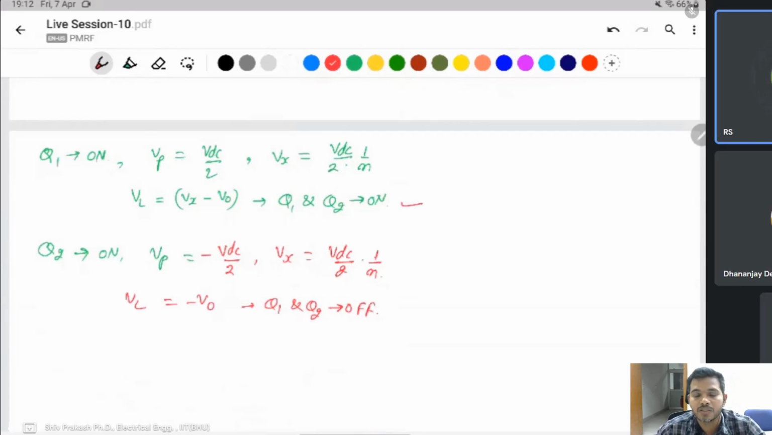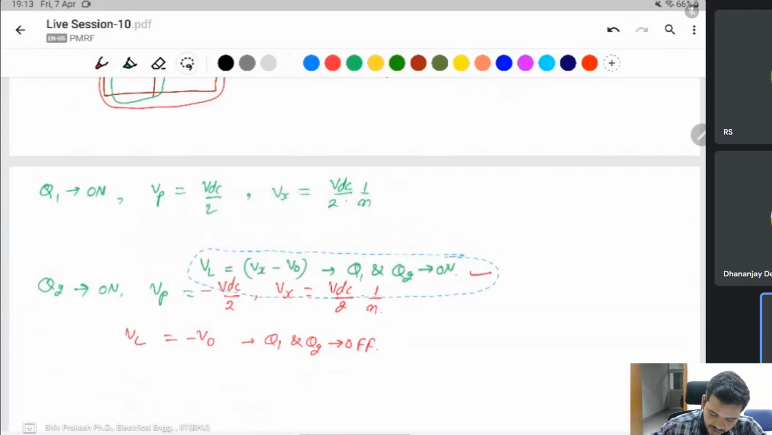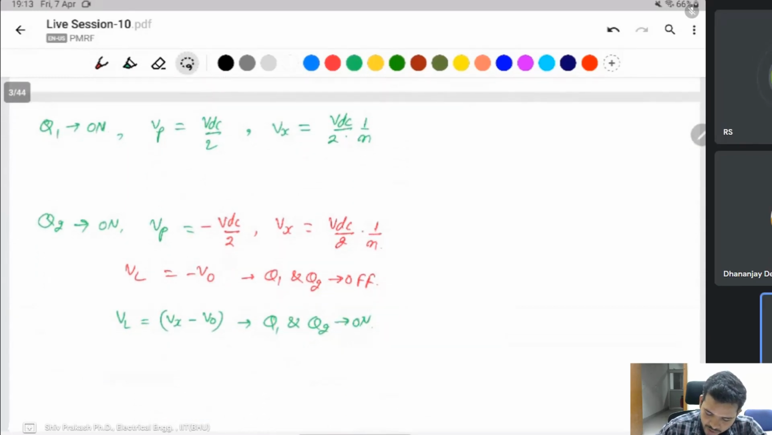Sir, when Q1 is on, why is it written both Q1 and Q2 are on? At the right side, VL equals Vx minus V naught. No, this is only for VL. I have taken it like that, don't worry. It means VL will be the same when Q1 is on or Q2 is on. In both conditions VL will be the same, because Vx will be the same. And when both are off, VL will be minus V naught.